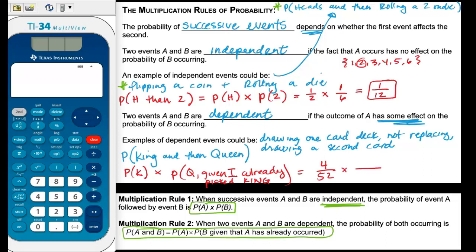Now I want you to imagine I'm taking that king and setting it aside. So I did have 52 cards, but I picked the king and set it aside. So now I only have 51 cards in the deck. So when I'm trying to find the probability of picking a queen, now there's only 51 cards left. Okay, and then I ask myself, well, how many queens are left? Well, I didn't pick a queen first, so there's still 4 queens left. So there's a 4 out of 51 chance of picking a queen.